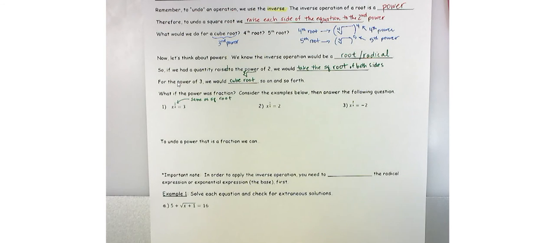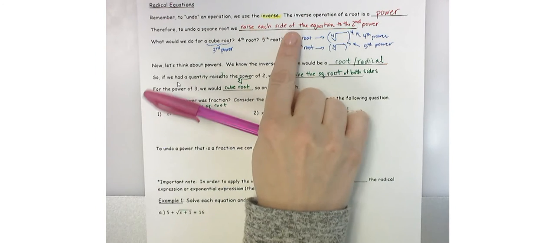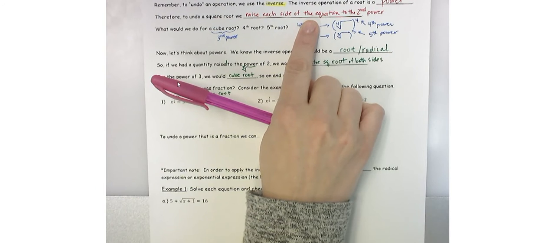And that would continue. But now we're going to think about powers that are fractions. Okay, those are your rational exponents. So we're going to talk about the examples below, and then we will answer that question about what we're going to do when we have a power that is a fraction. Okay, so here we have x to the 1/2 power. Remember, the 1/2 power is the same as a square root. If this was a square root, we just said we would raise each side of the equation to the second power.